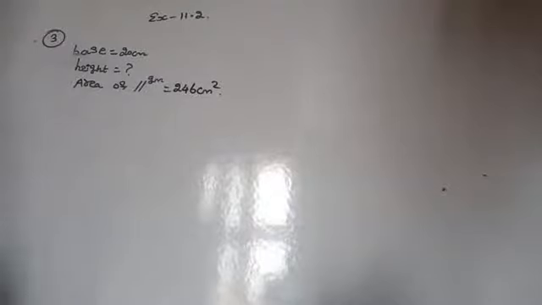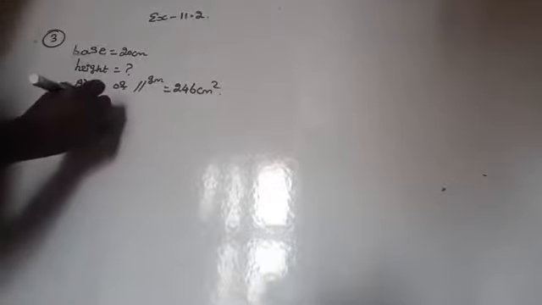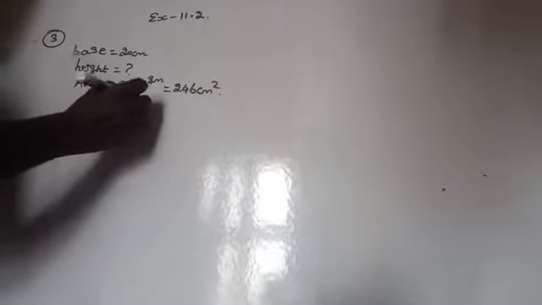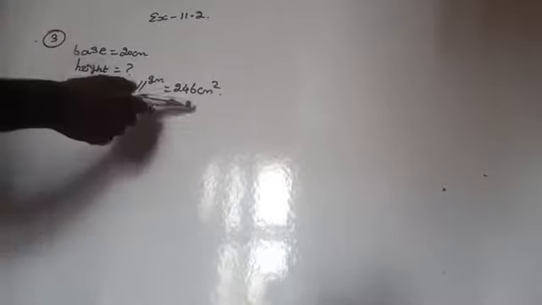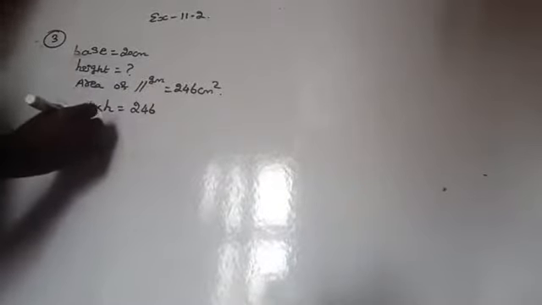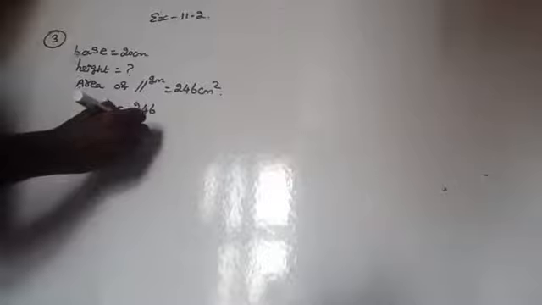Now what is the area of the parallelogram? Base into corresponding height, so it will be base into h. It is given that the area is 246. Both are in the same units only. Here it is centimeter, here it is centimeter square. If the units are not the same, you have to convert into the same unit. Am I right? Yes. Now the base is given as 20, and we are going to find the height.